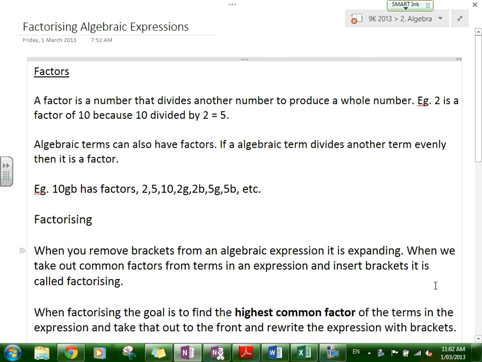Okay, let's bring up here. So we're talking about factorizing algebraic expressions.